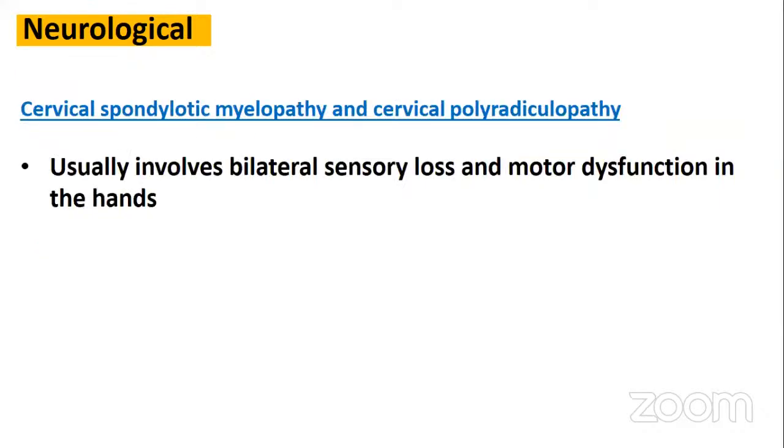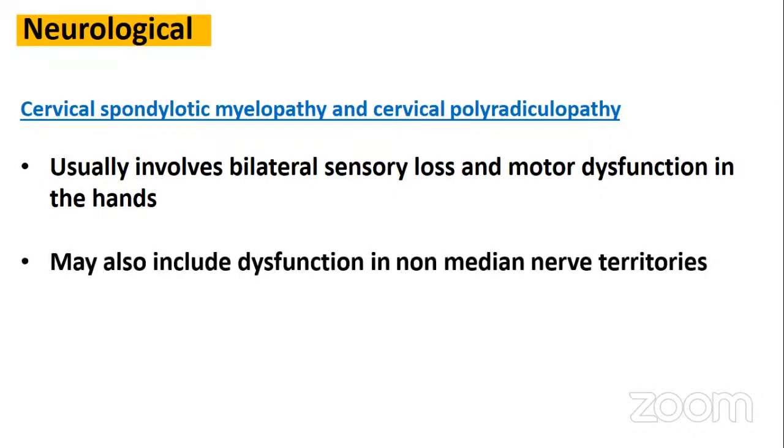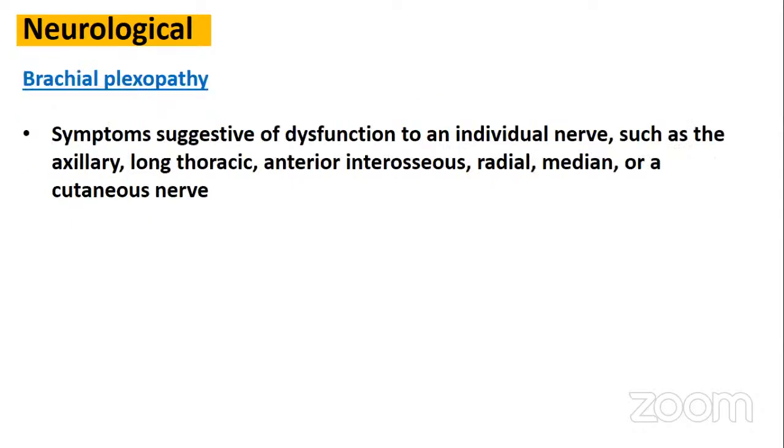Myelopathy, we just spoke about. Cervical spondylotic myelopathy and polyradiculopathy usually involves bilateral sensory and motor dysfunction. So that is one important feature. Most of the time it's bilateral and may also include dysfunction in non-median nerve territories. So it need not be confined only to the median nerve component in this.